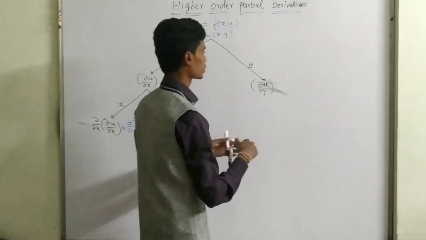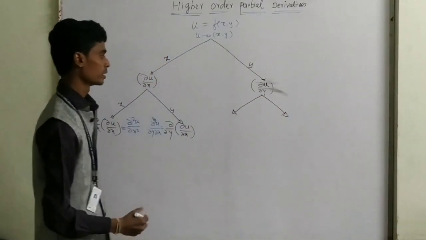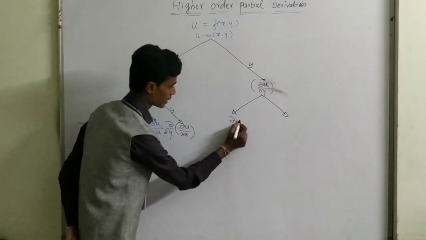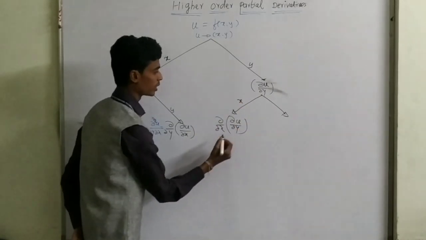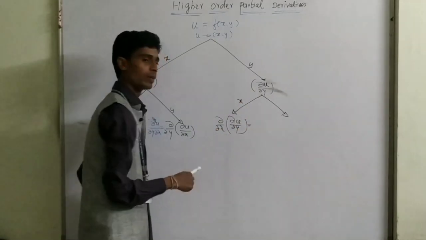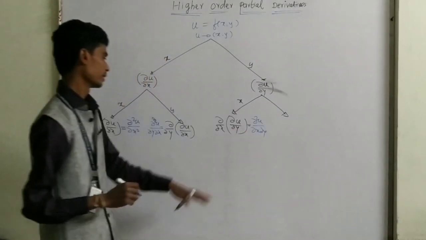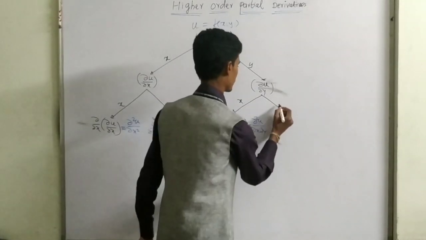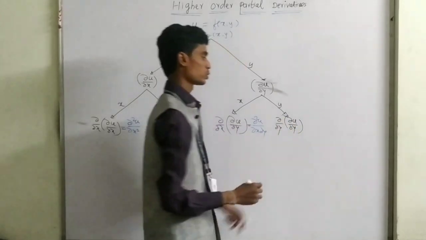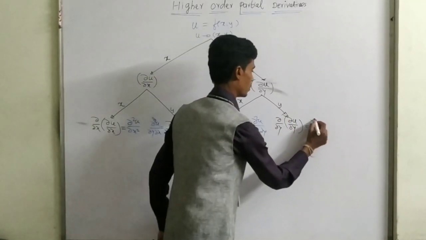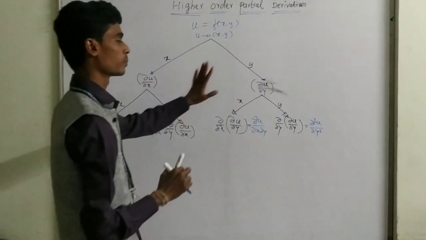Now similarly, ∂u/∂y is again a function of x and y. So we differentiate this partially with respect to x, and partially with respect to y. Here we differentiate ∂u/∂y partially with respect to x, so it is ∂²u/∂x∂y. Clear? And next we differentiate ∂u/∂y with respect to y, so it is written as ∂²u/∂y². Clear? This is the second order partial derivative because we differentiate twice.